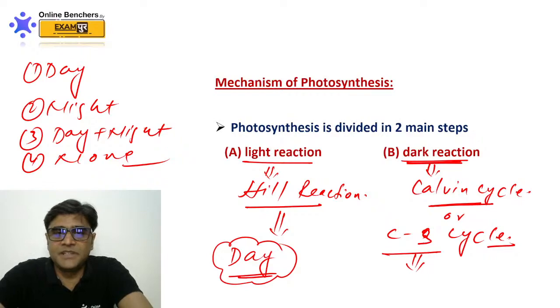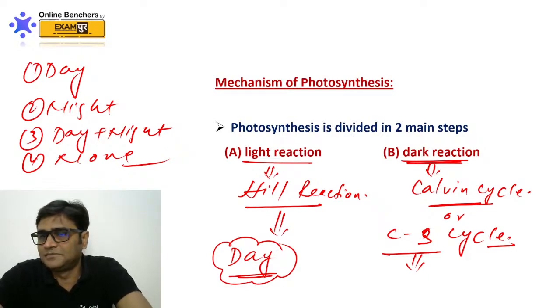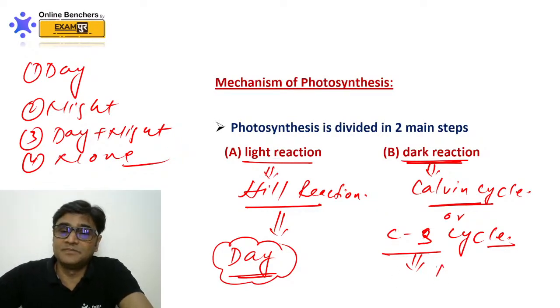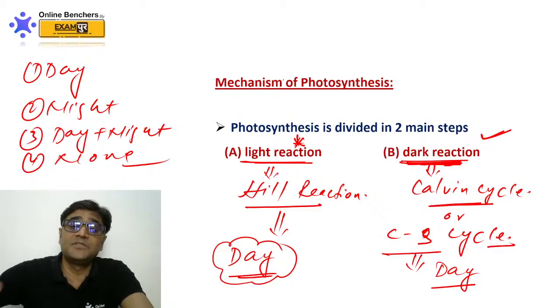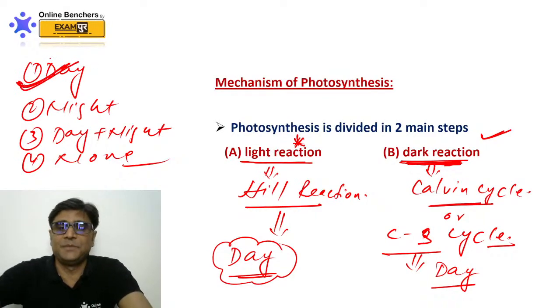Dark reaction takes place during daytime, not night. Why is it called dark reaction? Light reaction takes place only in presence of sunlight. But in dark reaction, there is no need of light. That's why it is called dark reaction. But it also takes place during daytime. So the right answer should be day.